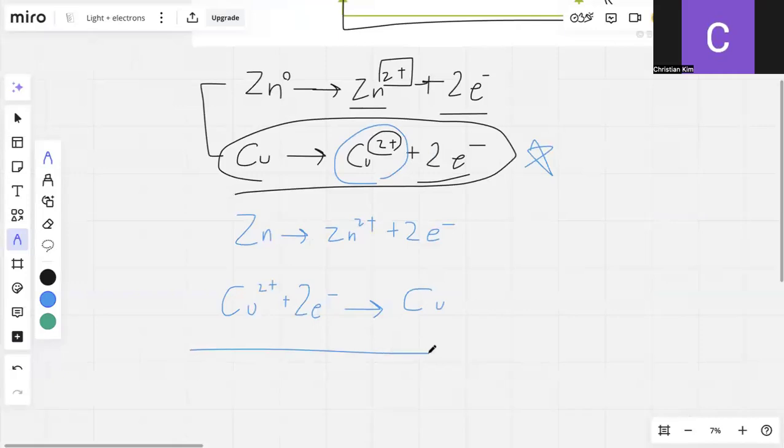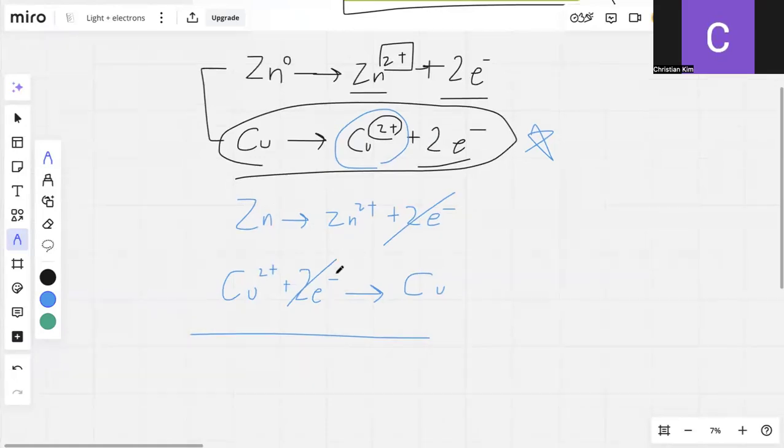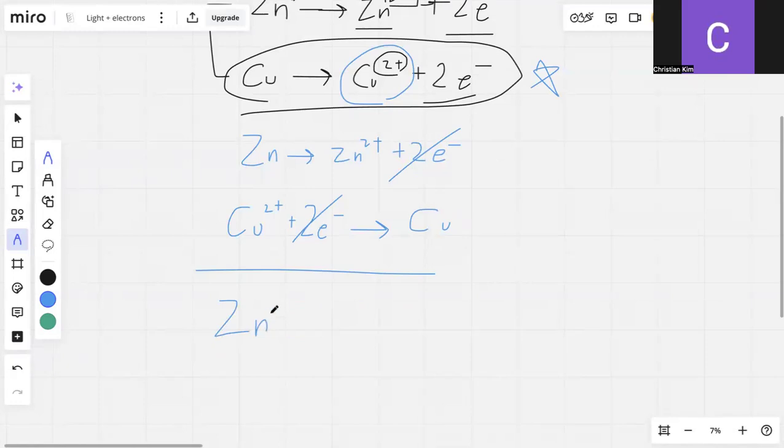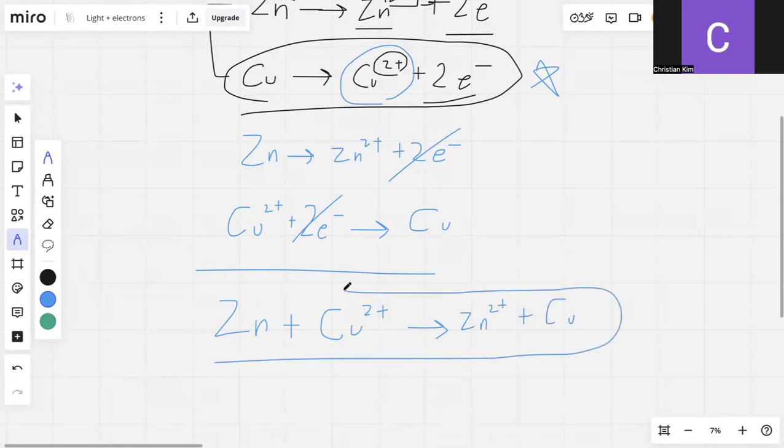And the neat thing with flipping now is that these electrons cancel out because we have two electrons on both the product and reactant sides. So those cancel out. And our final thing will be Zn plus Cu2 plus goes into Zn2 plus Cu. And I know that this is balanced because I balanced out my electrons. I have two on both sides, which is what I want.